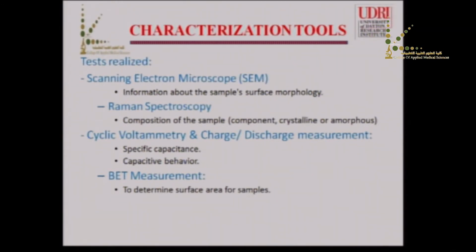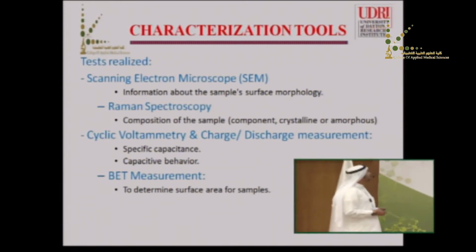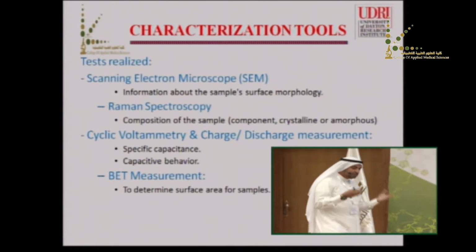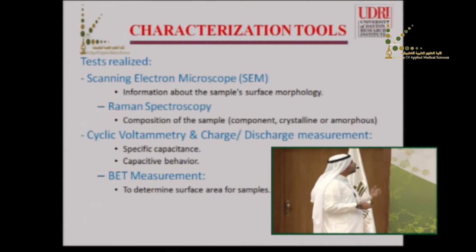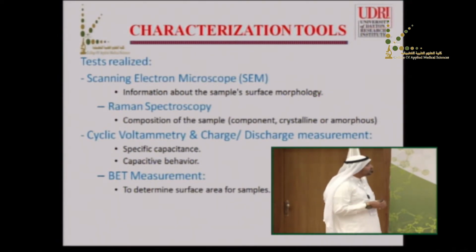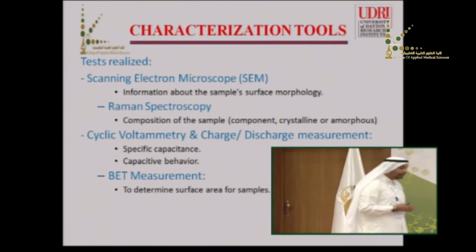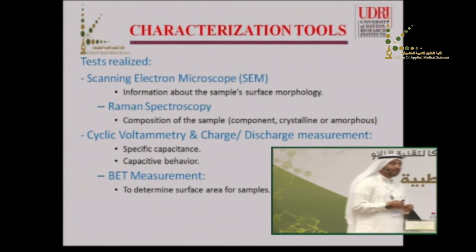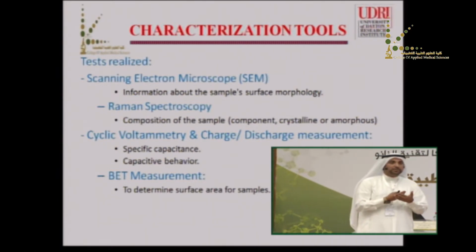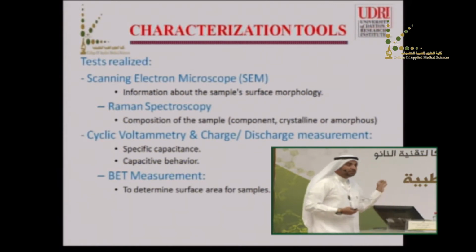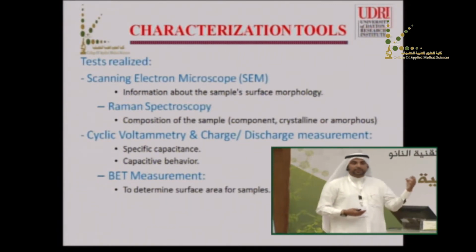I have my sample. I fabricated my sample, and I want to see the result of this sample. I have to go to characterization tools. I'm using SEM, scanning electron microscopy, to get information about surface morphology. I use Raman to tell whether the composite of the sample is crystalline or amorphous. I'm also going to use cyclic voltammetry and charge-discharge measurements to know the value of capacitance I have. I'm also using BET measurement to see how much surface area I have. BET is short for the three people who created this method.